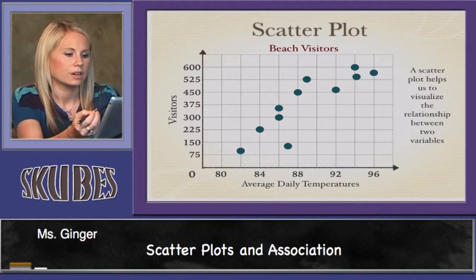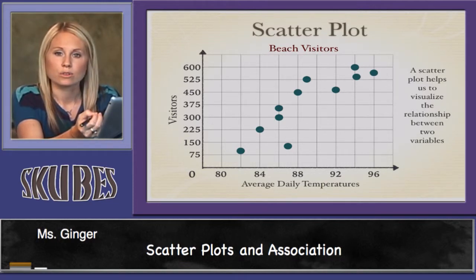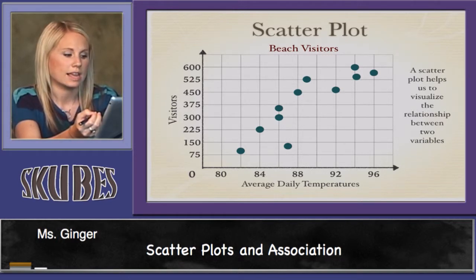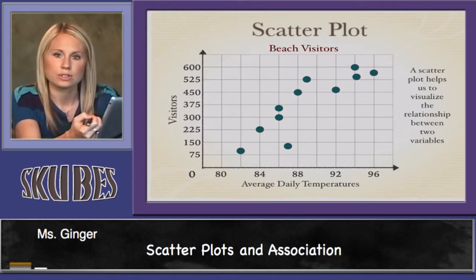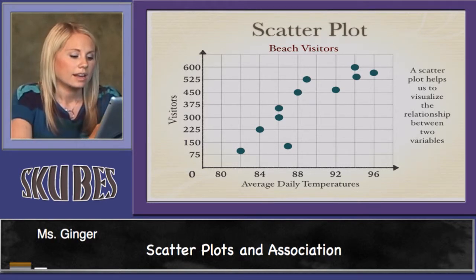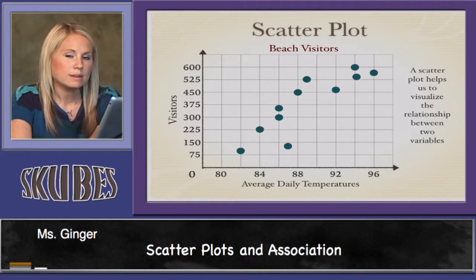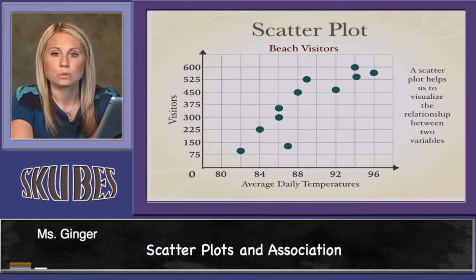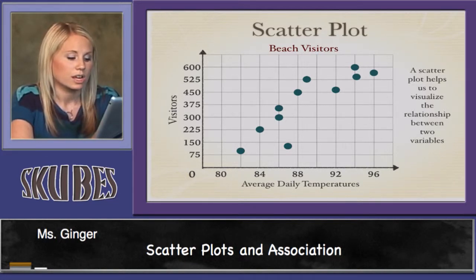Take a look at this one here. This looks like someone has measured over a certain period of time some temperatures for each day and the amount of visitors at a certain beach that were present during each day. And it seems that there's a relationship between the two things here. It looks like as the temperatures increased, we had more and more visitors.